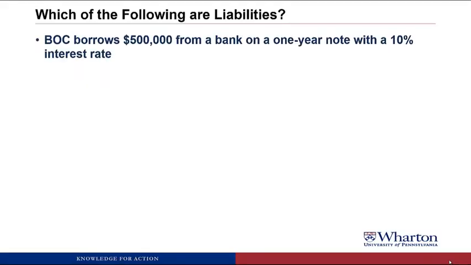BOC borrows $500,000 from a bank on a 1-year note with a 10% interest rate. We talked about this example earlier. This would be a liability called notes payable. Meets the first criteria because we have an obligation based on receiving the benefit of the $500,000 from the bank. The amount that we owe is reasonably certain. It's $500,000, so it meets the second criteria. So we'd have a liability called notes payable for $500,000.